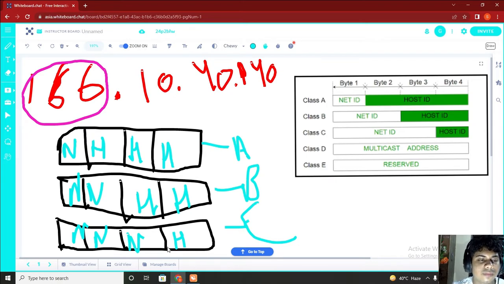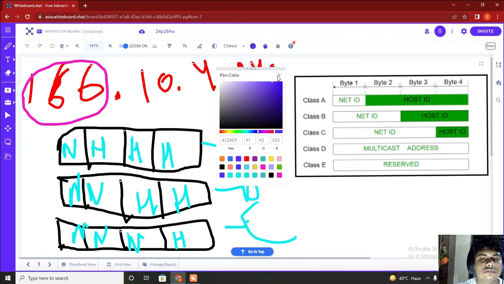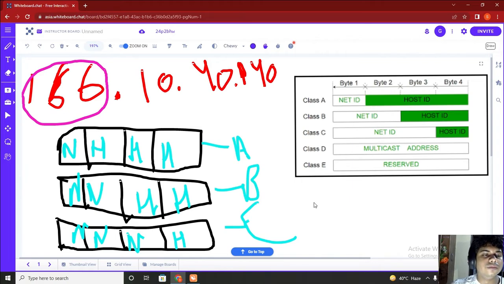reserved for host. So now you have identified that this IP address is falling in class B. If someone asks you what the network ID of this is, you just have to see that it is class B. So class B has two network octets. First, if someone is asking what the network ID is, I will just change my color. You can see that there are two octets which are reserved for network.